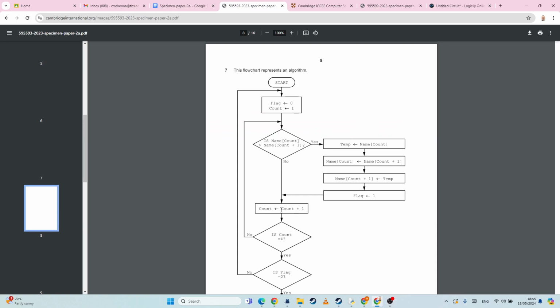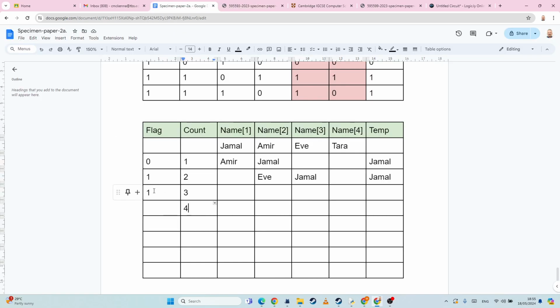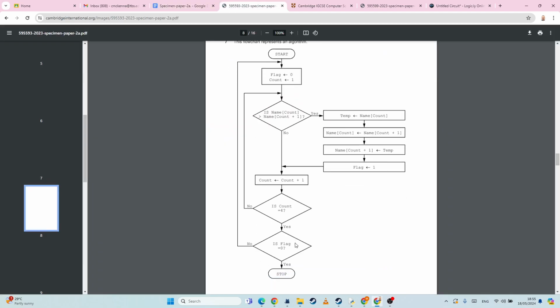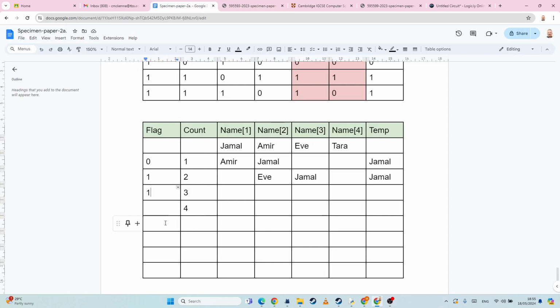Okay. Is the count 4? Yes, it is. So, is the flag 0? No, the flag is currently 1. So what do we do? We follow the no route, which means we're going back to here again, and we're going to set our flags to 0 and 1 once again. It's going to be 0 and 1. Okay.